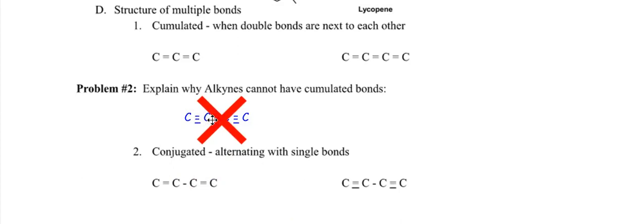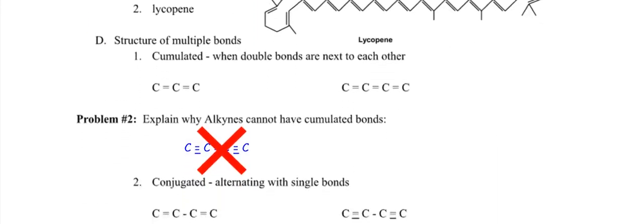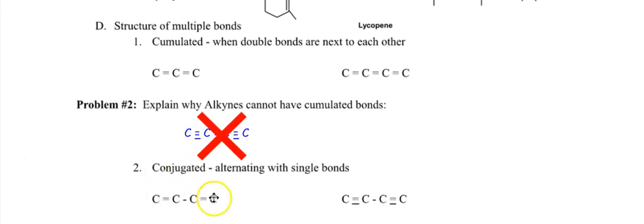All right, did you catch that? Can't happen. All right. So then we have another term, conjugated, which is alternating with single bonds. So let's go up here again and look at this. Double, single, double, single, double, single. These are conjugated. All right, did you catch that? They alternate between double and single bonds. So that works great here.